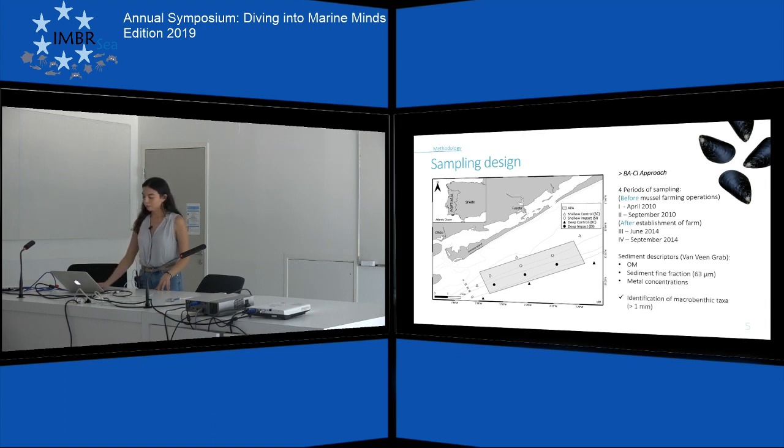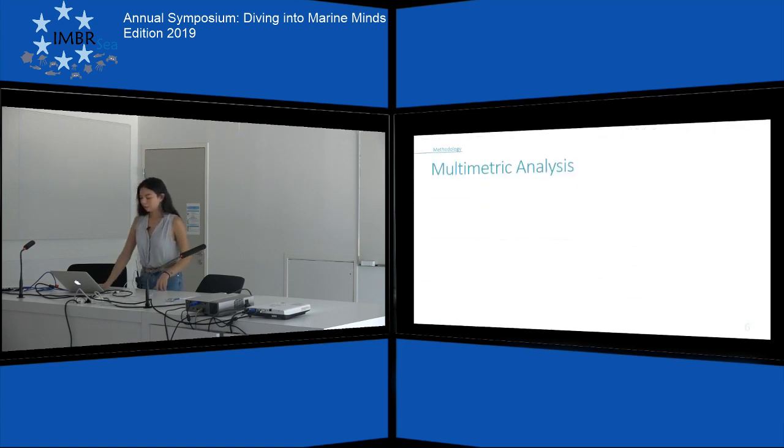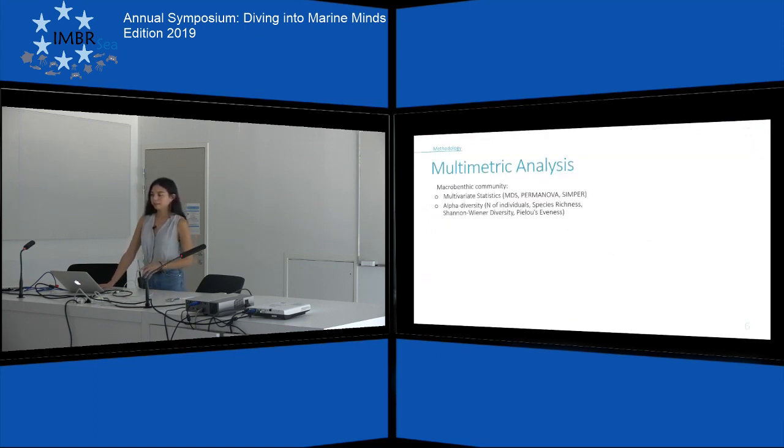From each sampling period, a Van Veen grab was used to collect sediment, and from these sediment samples, the organic matter, the sediment fine fraction, and the metal concentrations were quantified. And the macrobenthic taxa from these samples were also identified to the lowest possible taxonomic level. My multimetric analysis combined classical and innovative approaches so that I could fully understand the functional ecology of the area.